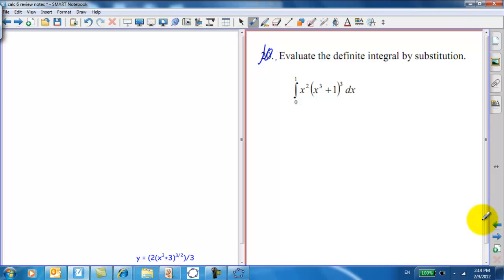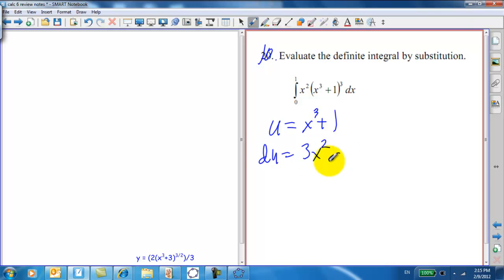Finally, evaluate the definite integral by substitution. So the idea is you could expand this all out with a plus b quantity cubed, a cubed plus 3a squared b plus 3ab squared plus b cubed, and then multiply through by x squared. Oh, what a mess. Instead, though, if we let u equal x cubed plus 1, then du is 3x squared dx. And we can get what we're looking for by putting a 3 inside here and compensating by multiplying by 1/3 outside. So it becomes 1/3. I'm also going to change the limits of integration because x goes from 0 to 1. U, if u equals x cubed plus 1, goes from 1 to 2.